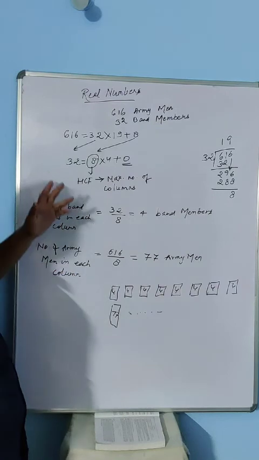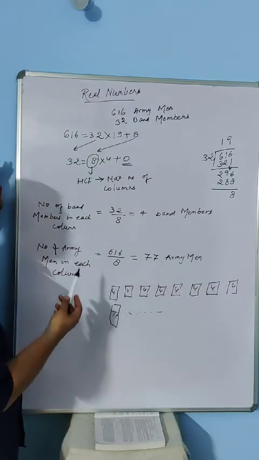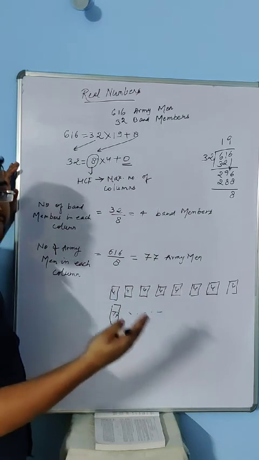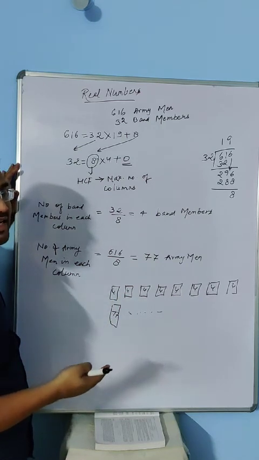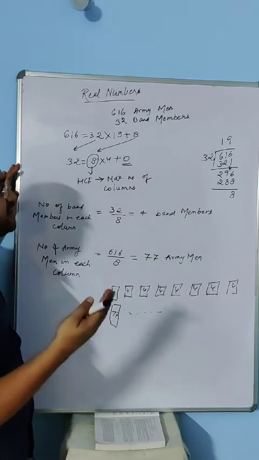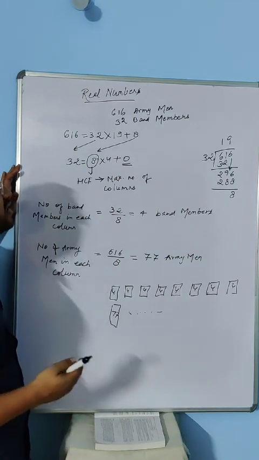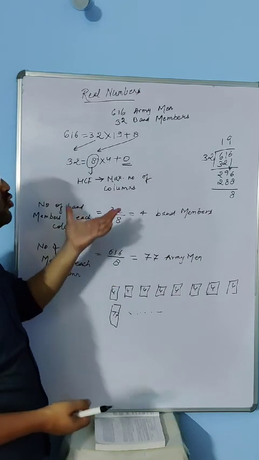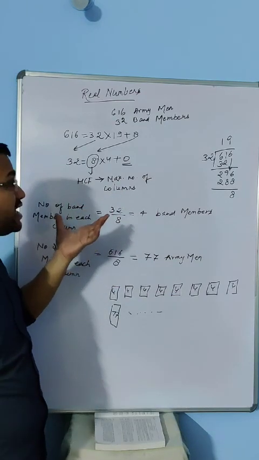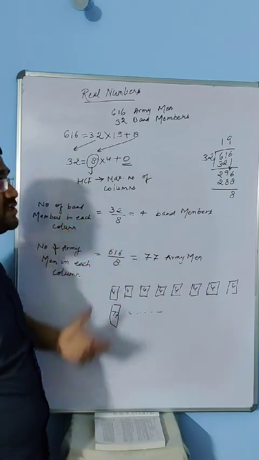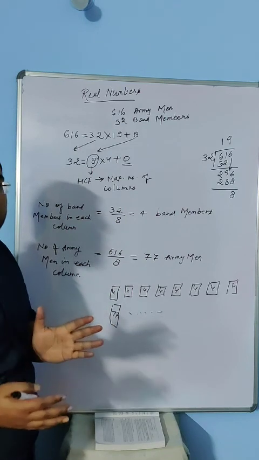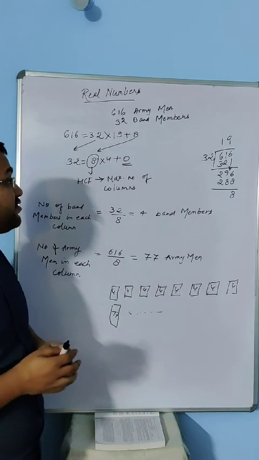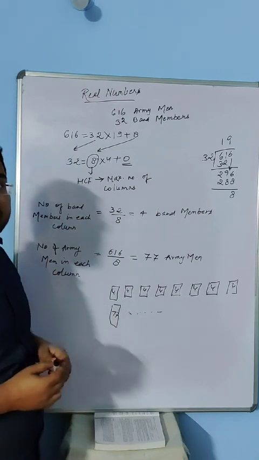So whenever you have any such questions related to the distribution of members of any group, or the arrangement of any sort of article, it can be sweets, pencils, erasers, anything, where you are asked to find how these objects should be arranged such that they are equally distributed, in that case you will always be finding the HCF. I hope it was easy for you to understand.